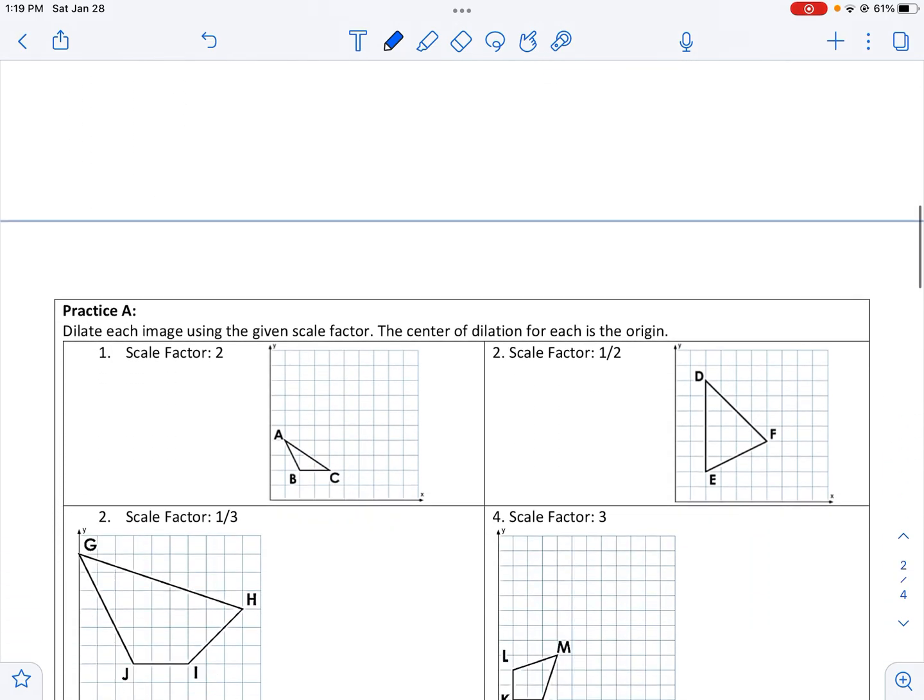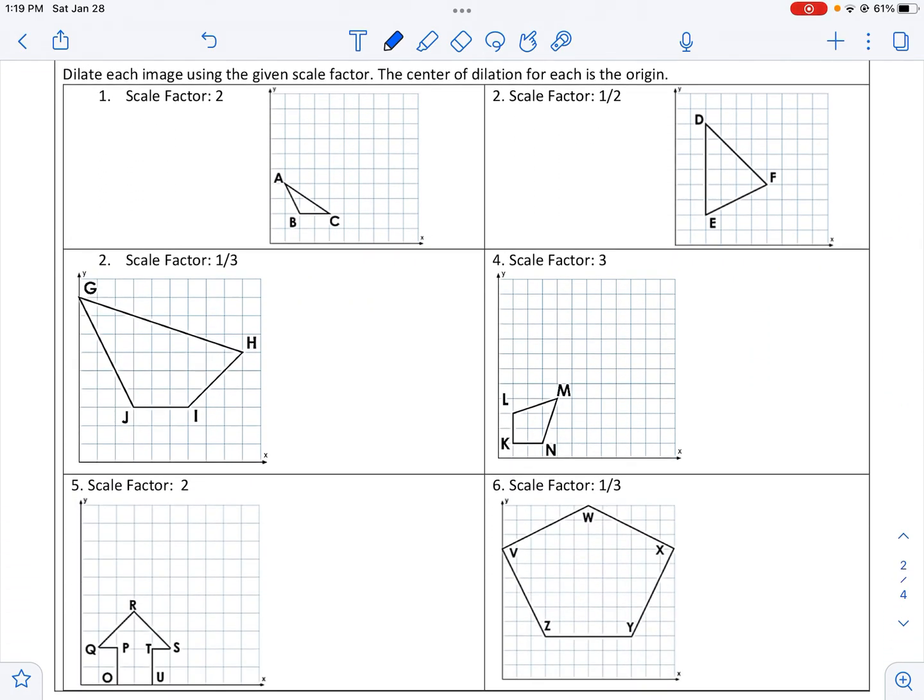And so what I'd like for you to do is go to the next part. These are all dilating from the origin, or from the center of the coordinate grid there at 0, 0. So you need to do these dilations. So take a moment to do these dilations. Once again, you can just take the coordinates and times by 3 or times by 1/3 or whatever it's asking for. Pause, do that, and come back.